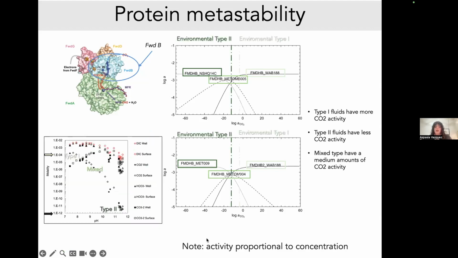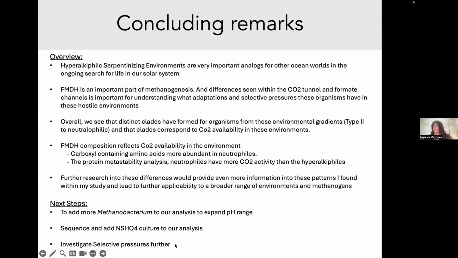I would also like to highlight that graph I had up earlier, once again, just to further demonstrate the CO2 availability. And you can see it here. We have our type 1, our mix, and our type 2. Overall, neutrophilic FMDH have higher relative activities under conditions with relatively higher CO2 activity. The opposite is true for hyperalkalophiles, though, and a low CO2 concurs with a low FMDH activity.